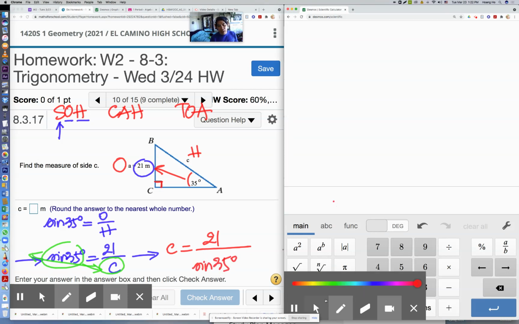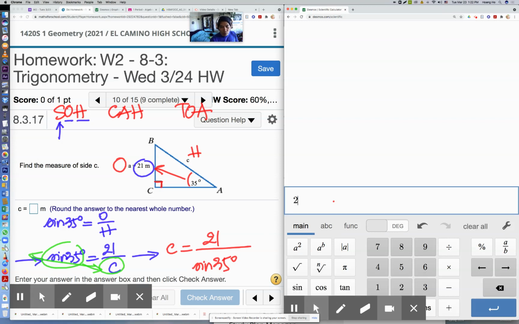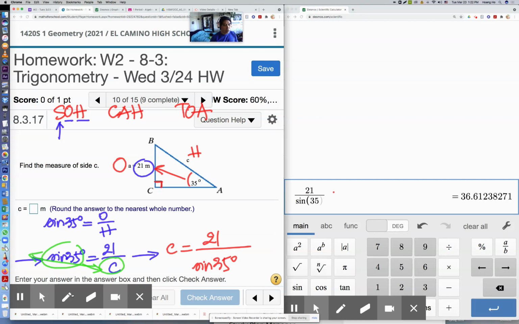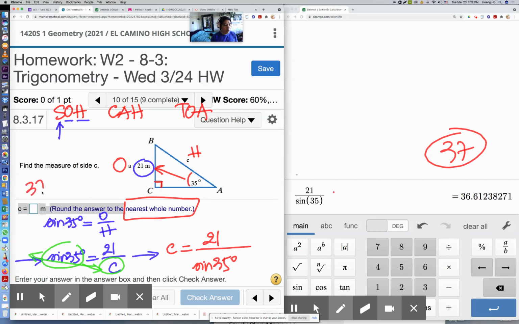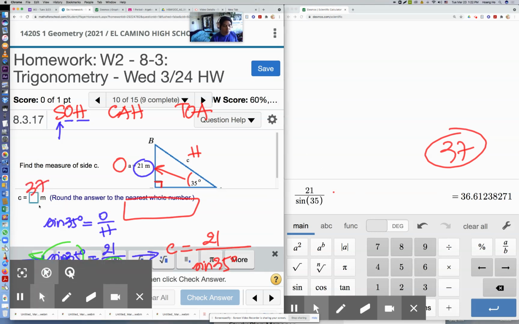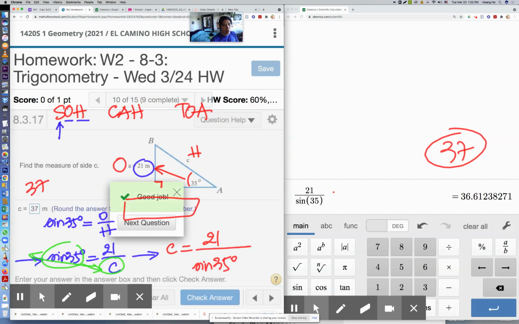Go to the calculator. I put 21 over, and then I click on sine 35 degrees. Let's check the condition: to the nearest whole number. So I would round up to 37. 37 is the answer. Done.